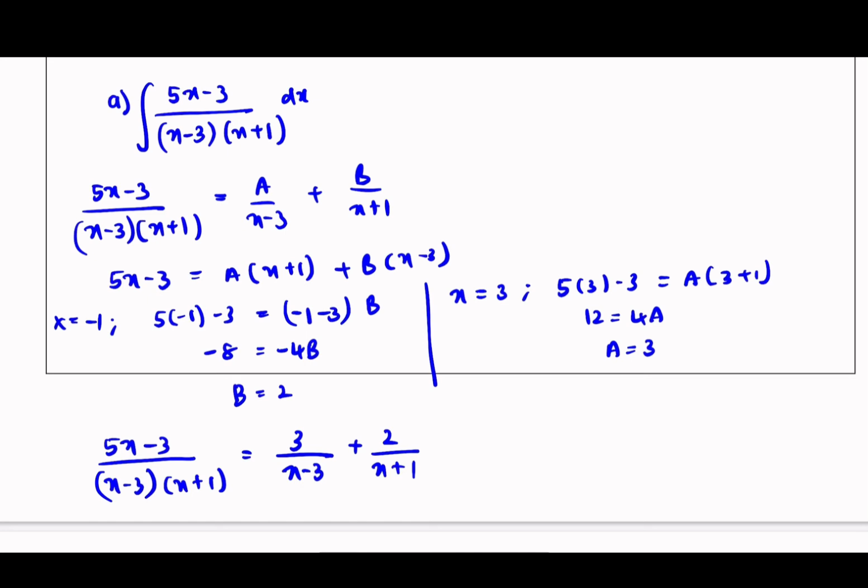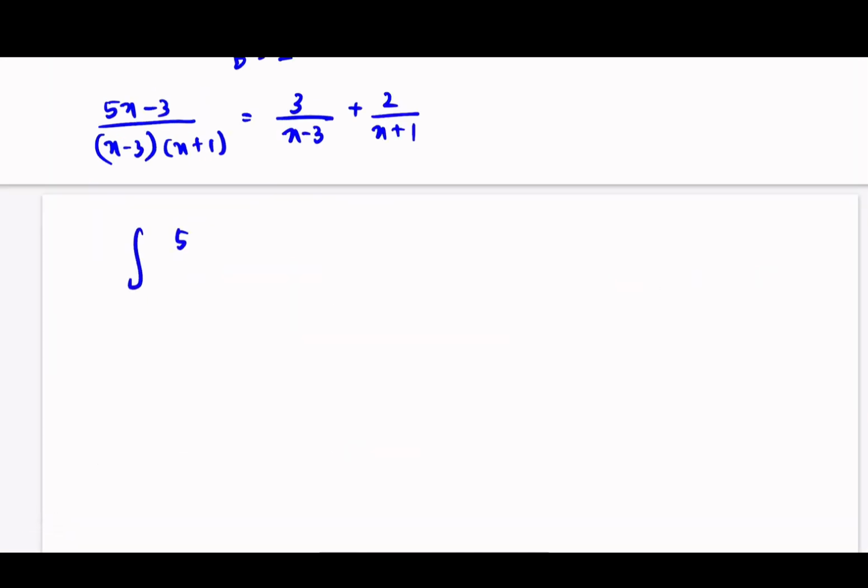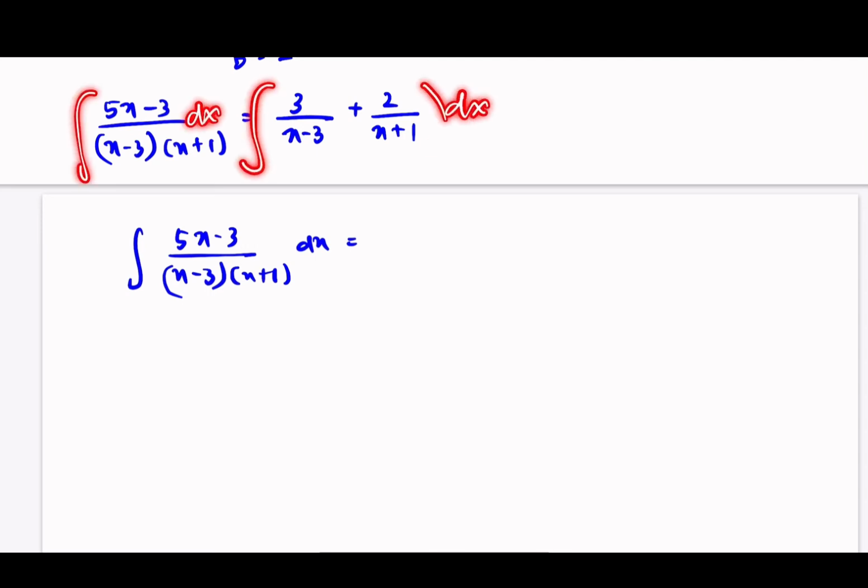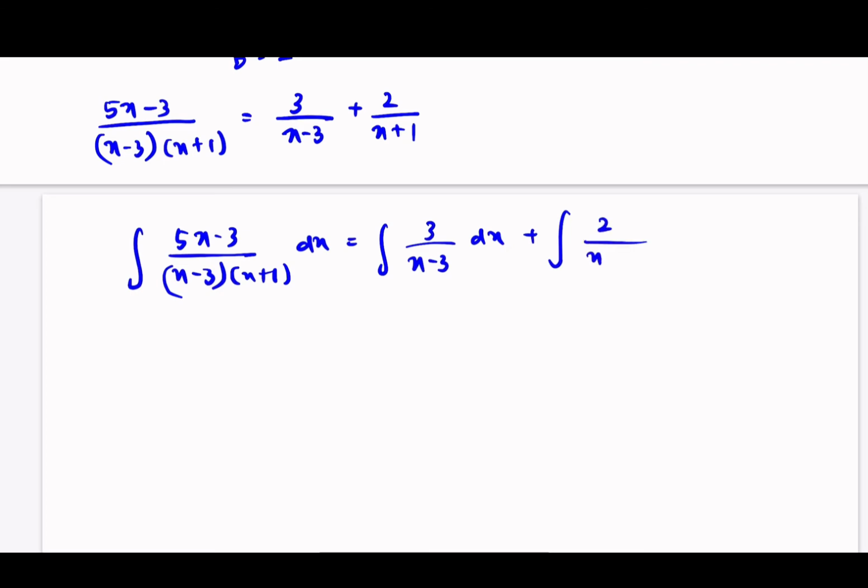Then barulah kita cari integration dia. So macam mana nak cari integration of 5x minus 3 over x minus 3 times x plus 1? Kita akan integratekan both side. Okay, so ni akan jadi integration of 3 over x minus 3 plus integration of 2 over x plus 1. Then saya akan fokuskan di sini sajalah. So macam mana nak integrate? 3 tu constant, boleh buat keluar. So 3 integrate 1 over x minus 3 plus 2 constant buat keluar, integrate 1 over x plus 1.